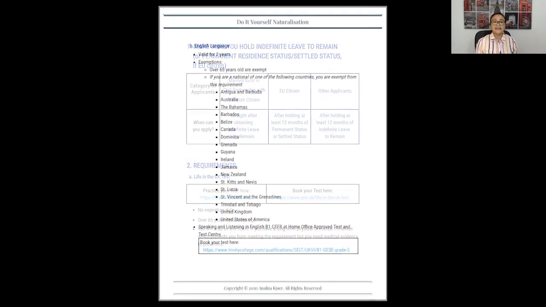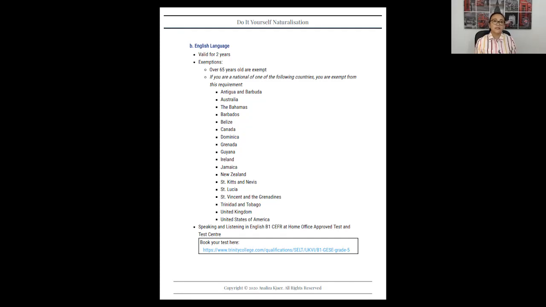The other requirement is the English language. Now, of course, it's obvious that if you are going to be a British citizen in the UK, you must be able to speak English. You must have a bit of knowledge of English. And so you have to have English requirements. These are the two requirements that are really mandatory for applying for British citizenship. If one of those is missing, if you don't have the Life in the UK test or the English language test, then it will be refused straight away.